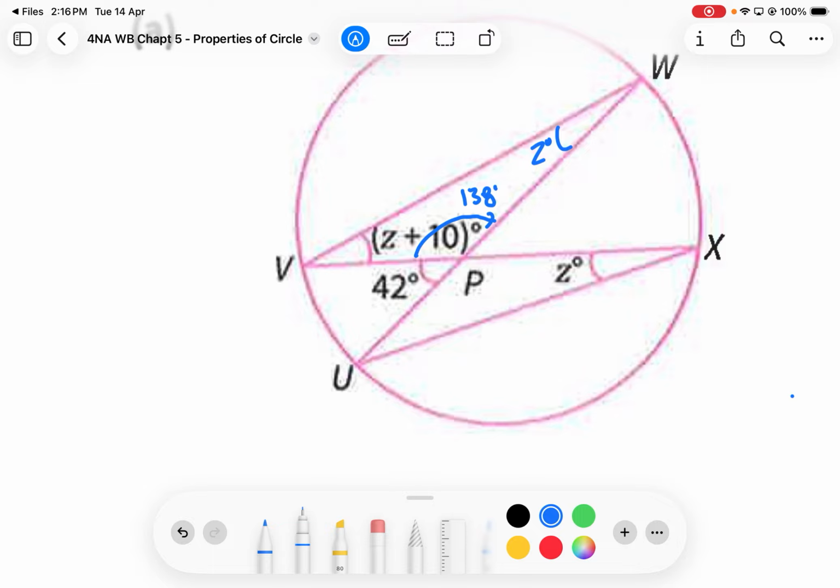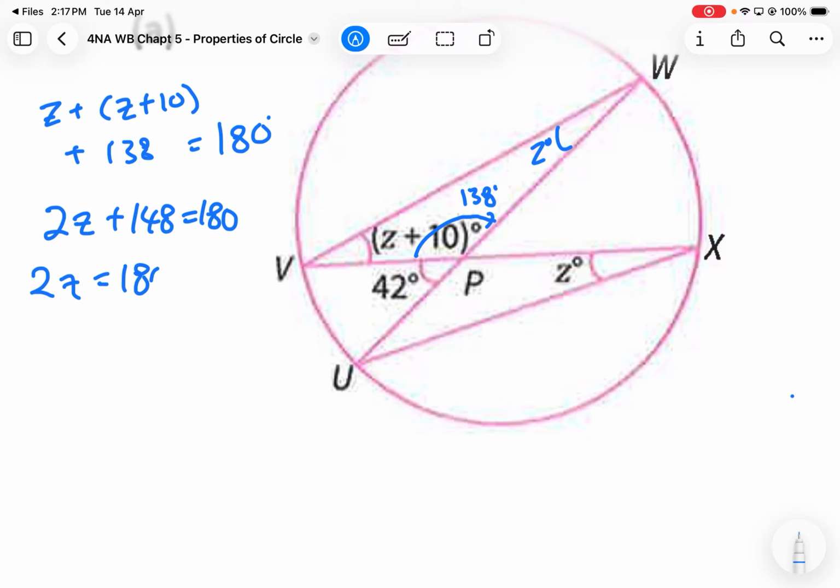2Z plus 148 equals to 180. 2Z equals to 180 minus 148. 2Z equals to 32. Z equals to 16. Find what? Find the value of Z. Okay.